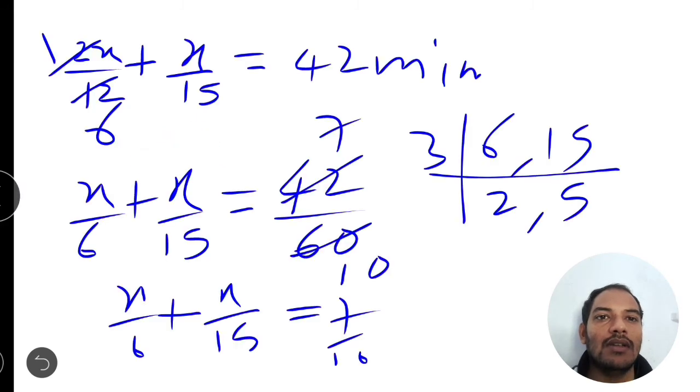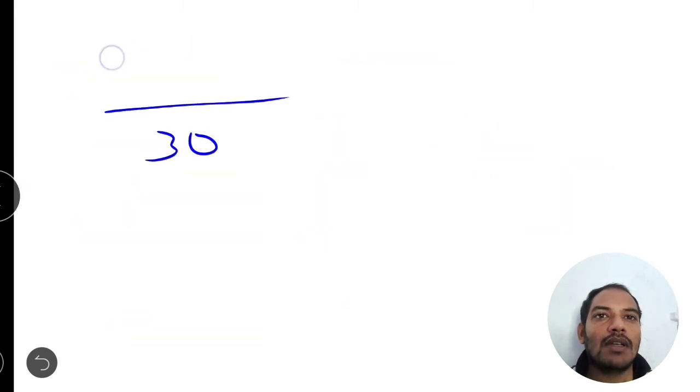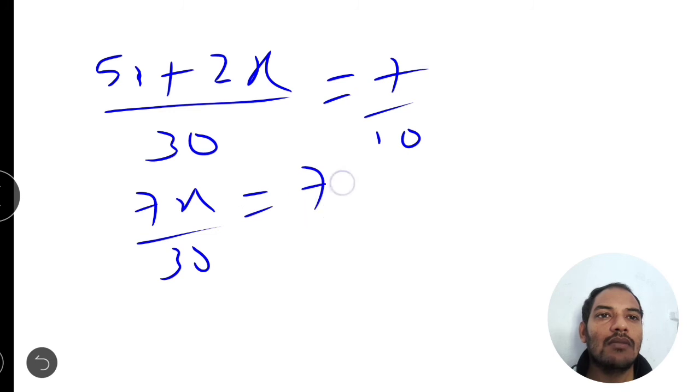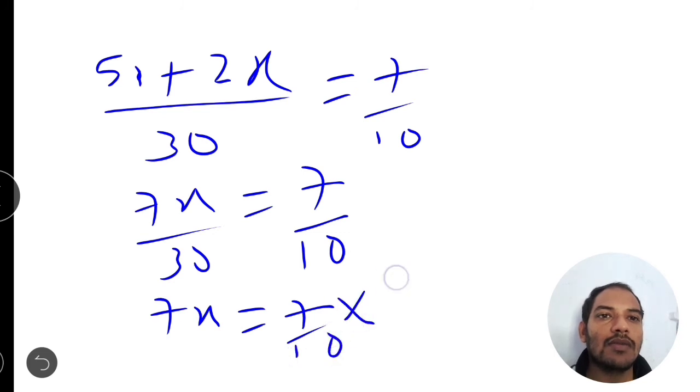Next, 30 in the 6 table, 5s are, so 5x. 30 in the 15 table, 2s are, so 2x. It is equal to 7 by 10. So 5x plus 2x is 7x divided by 30 is equal to 7 by 10. So then 7x equals 7 by 10, and 30 transposed to the other side.